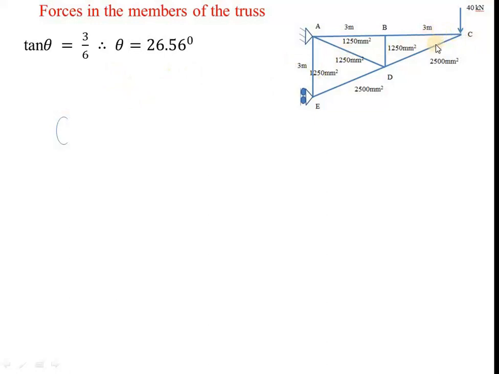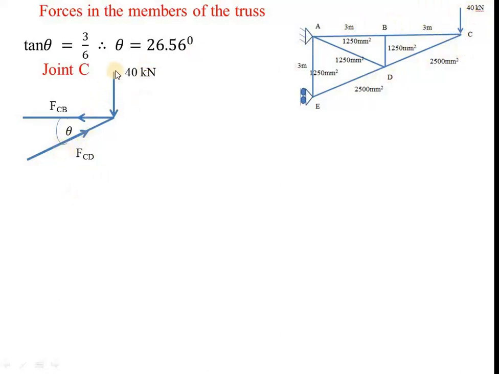First, you need to calculate this inclination theta. For this, the opposite side is 3 and the base is 6. Tan theta equals 3 by 6. If you simplify, theta is 26.56 degrees. Now let us consider the free body diagram of the joint C. See now there are two forces, CB and CD. A 40 kilonewton load is acting.